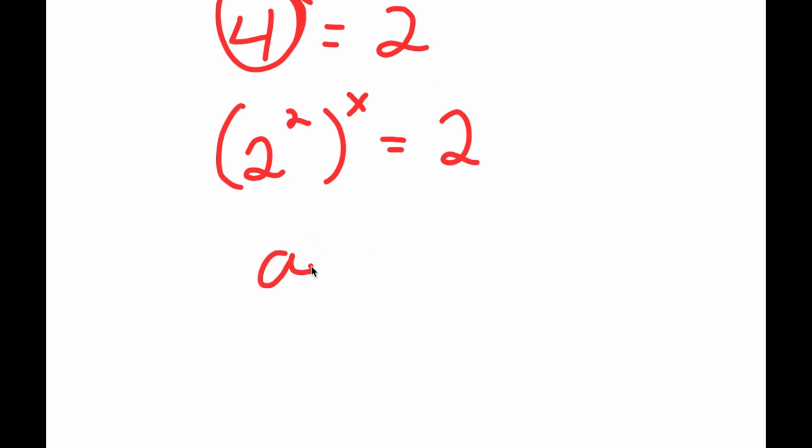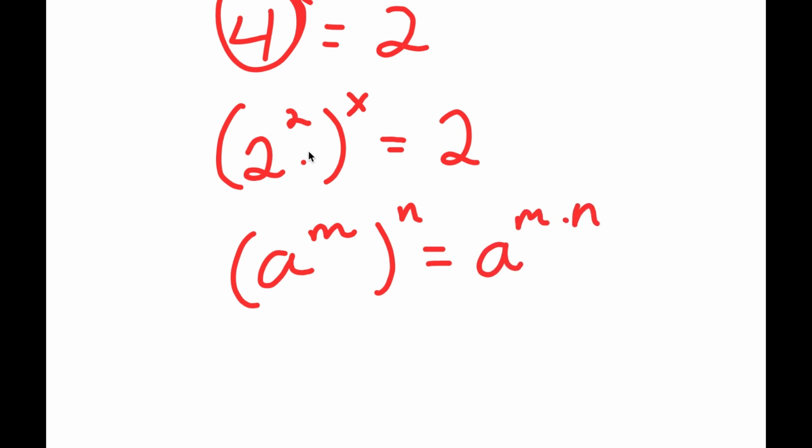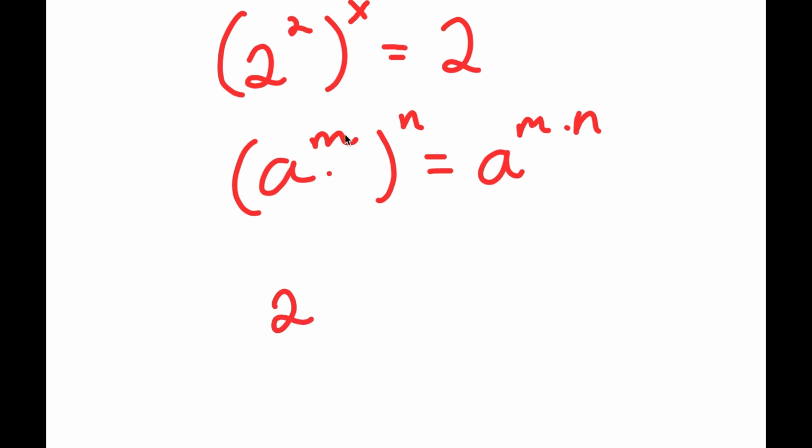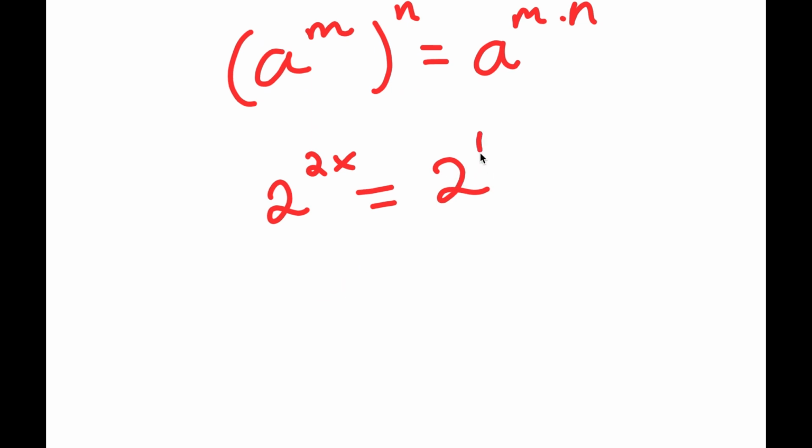And if I have something in the form a to the power of m to the power of n, this is equal to a to the power of m times n. So 2 squared to the power of x is going to equal 2 to the power of 2 times x, which is simply 2x, is equal to 2. And 2 is the same thing as 2 to the power of 1.